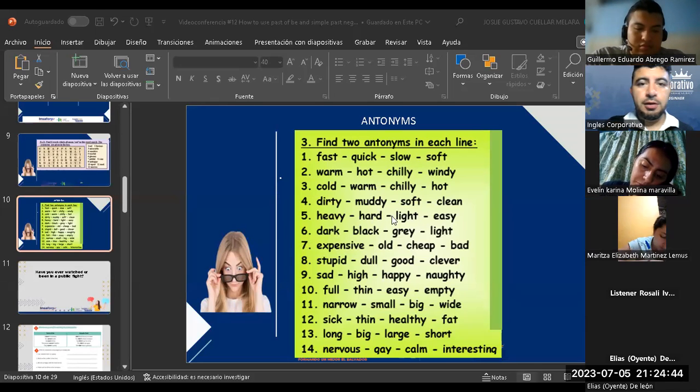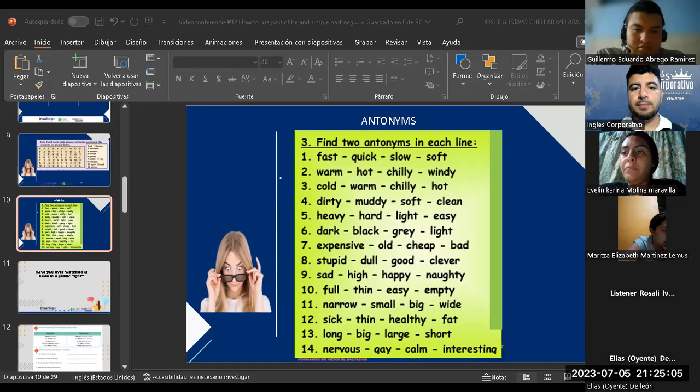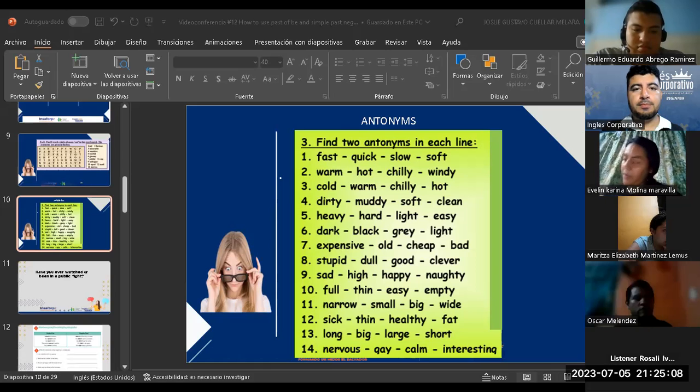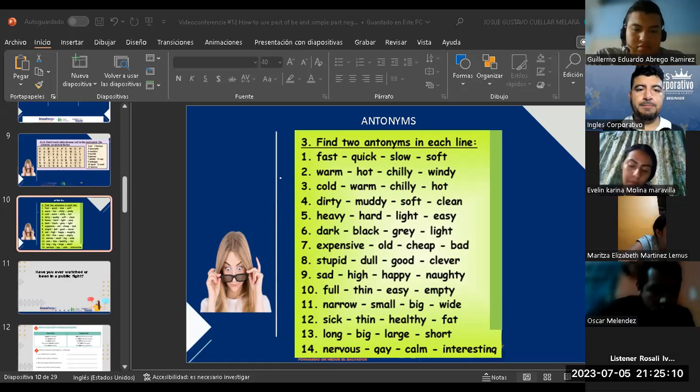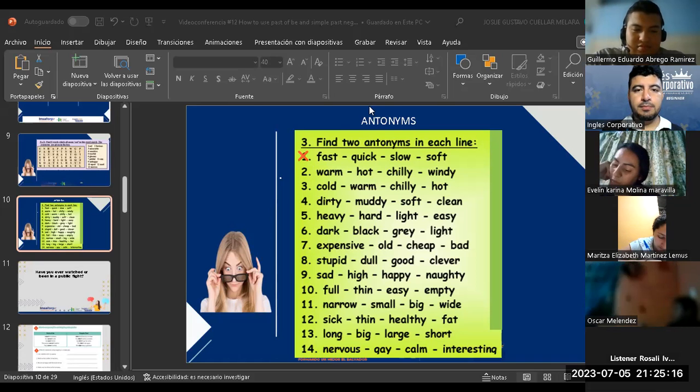Okay, tell me, from 1 to 14, what are the antonyms that you could identify in these categories? Let's see, maybe we can start this time with Evelyn. You have one, you tell me the number and the words. Number one. What are the words?